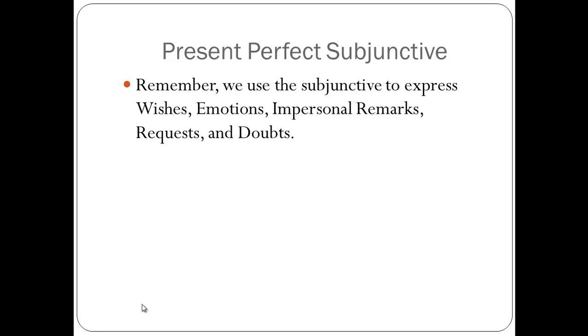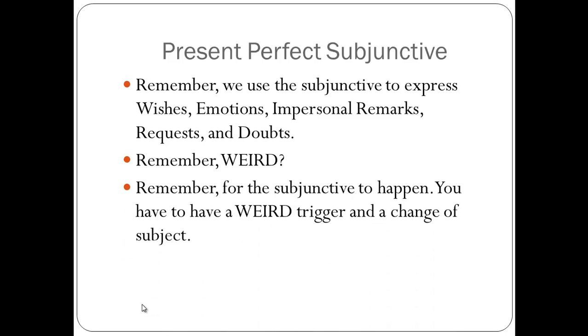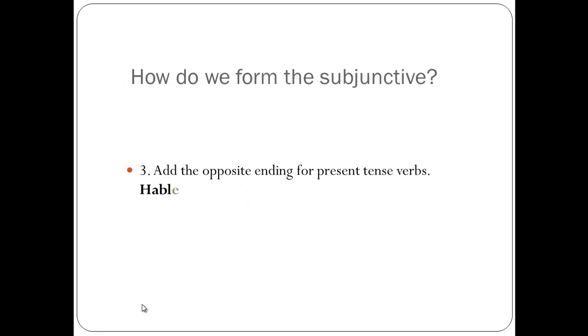Remember, for the subjunctive to happen, we have to express a wish, an emotion, an impersonal remark, request, or doubt at the beginning of the sentence, or before que. Remember WEIRDO: you have to have a WEIRDO trigger and a change of subject. Then, ultimately, the subjunctive happens in the second part of the sentence, or what comes after que.